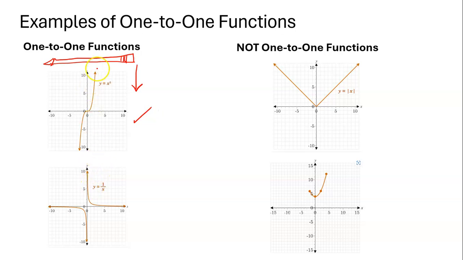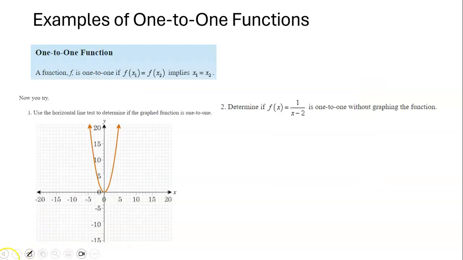The same thing happens here. If I roll my pencil all the way down here, 1 point each time. Here's the problem. Over here, I'm going to hit 2 points. So that's not a one-to-one function. And the same thing happens right here. Not a one-to-one function.